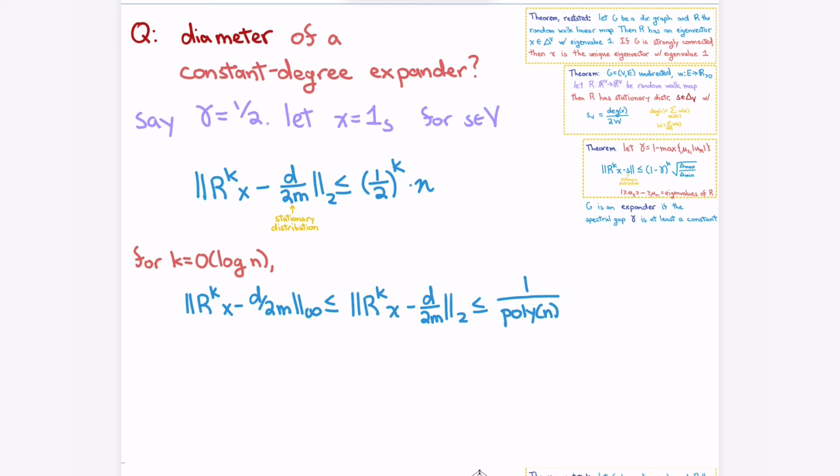And this will be at most 1 over some polynomial in n if k is logarithmic. Okay, so if I look at any coordinate, what are the odds of being at some vertex t after log n steps, and I compare it to d over 2m, that's at most 1 over m or something, right? That difference is at most the sum of squared differences, and that's at most 1 over poly n. So that means that r_k x of t has to be strictly greater than 0.